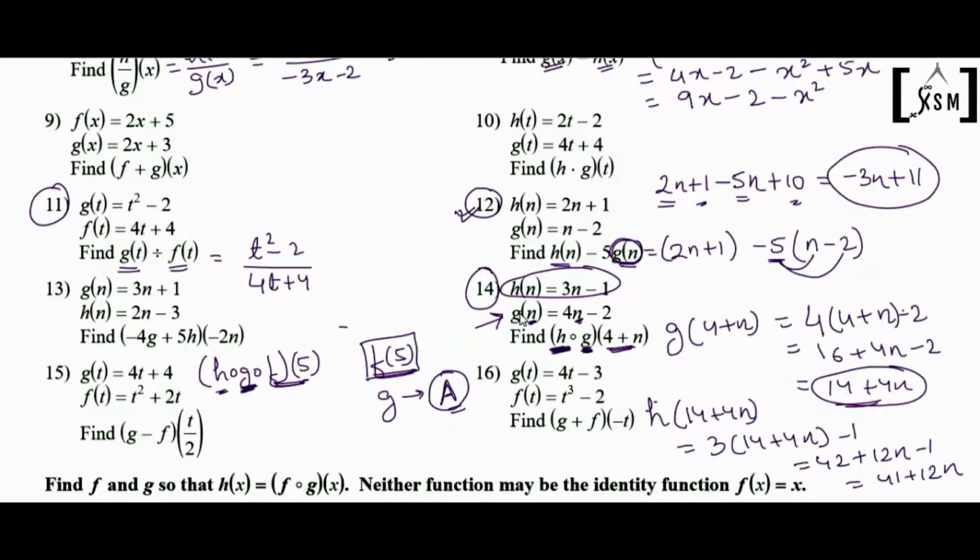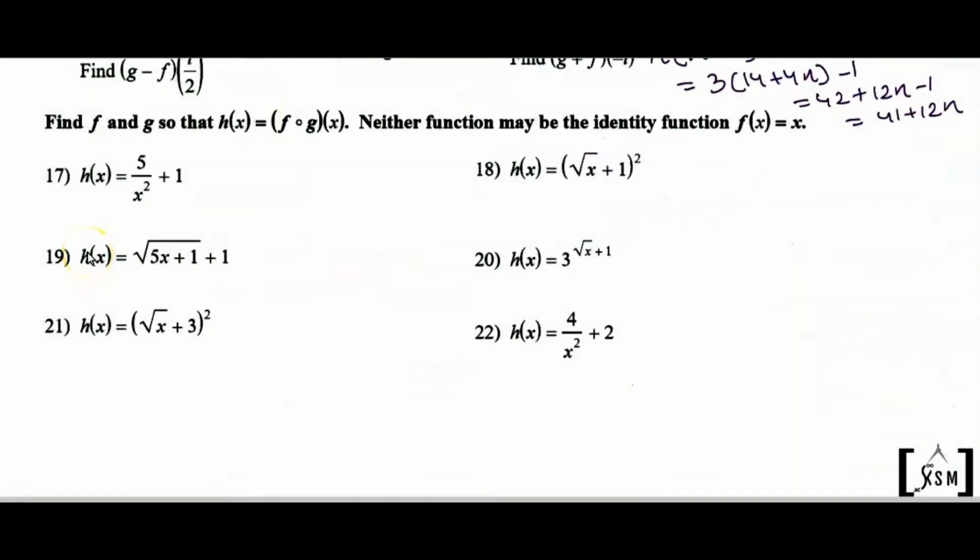Fine. Let's come to question number 17. Find f and g so that h(x) equals f∘g(x), and the condition is that neither function may be the identity function f(x) equals x. We'll do that later. First of all, we'll have to find what my g(x) function is. My first job is to find the g(x) function. That is very easy. To find g(x), you can take any function, any set of operations.